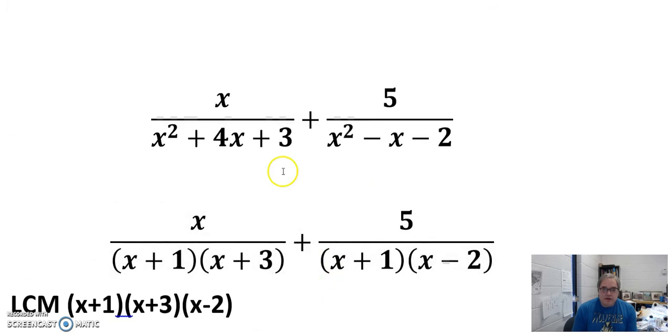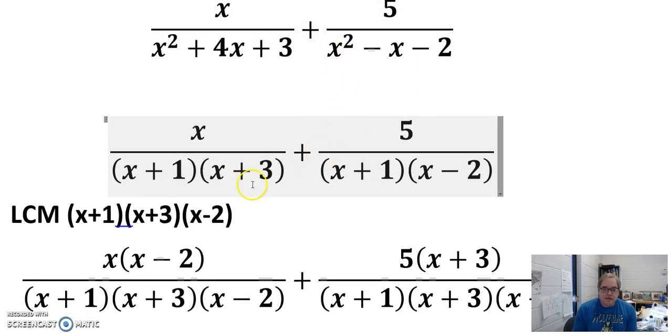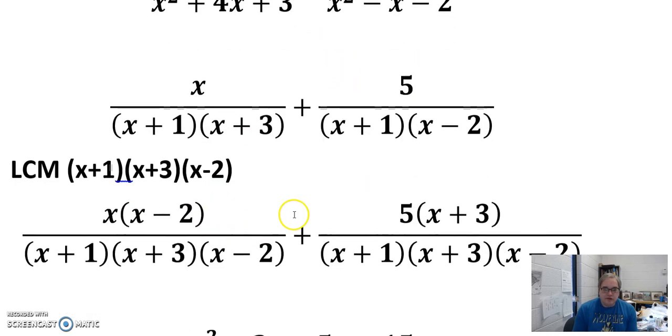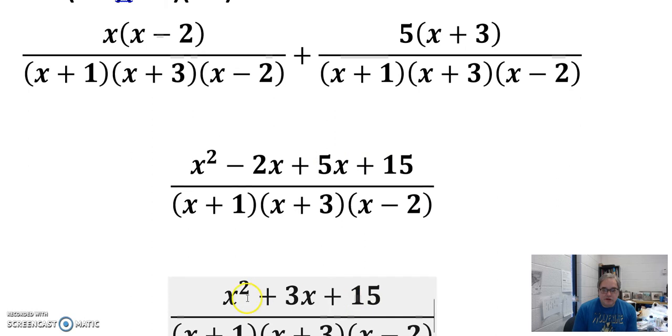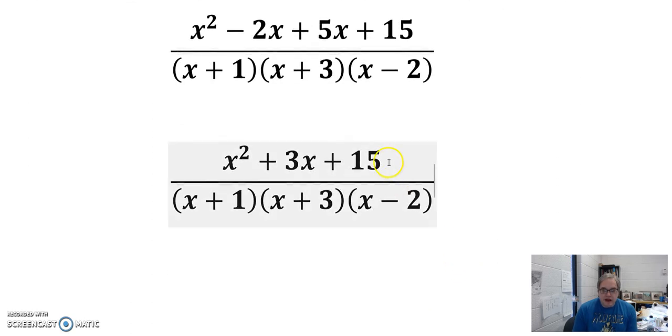So recap, make sure this is a plus. If it's a minus, you would change that to a plus and make the second numerator negative. Factor the denominator, get the LCM, multiply the top and bottom so you have a common denominator, simplify the top. In simplifying this top, you may have to actually factor it, and you should always check to see if you can factor it. This one you can. All right.